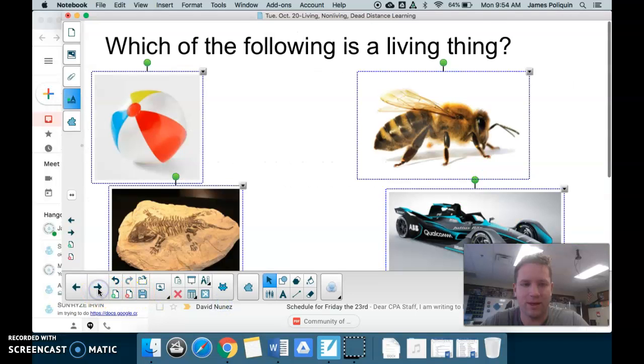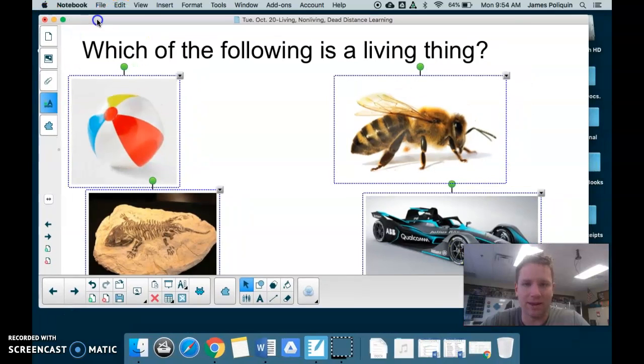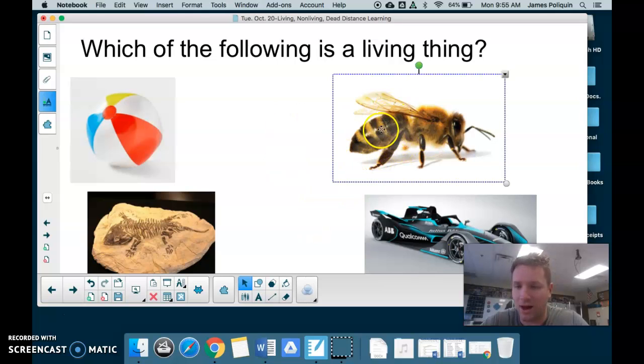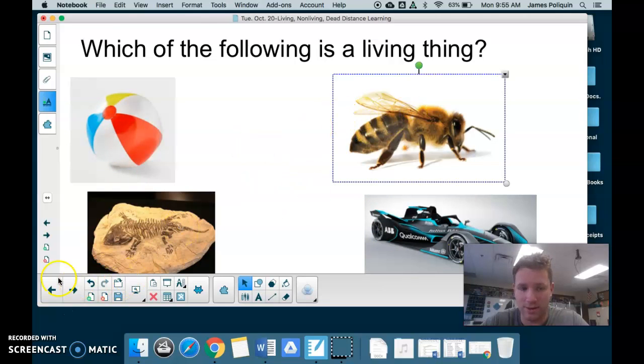Here we go. So, which of the following is a living thing? Is it the beach ball, the honeybee, the fossil, or the race car? The correct answer is in fact the honeybee. The honeybee is a living thing. These other three objects do not show all the qualities of life. The bee does.